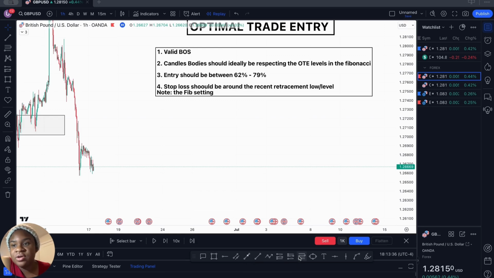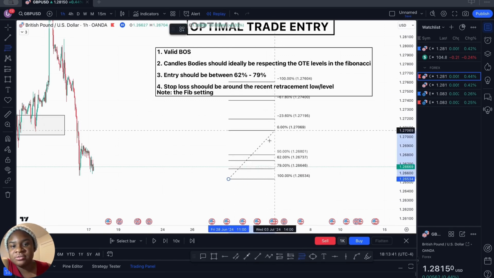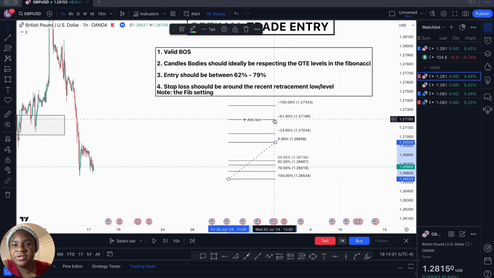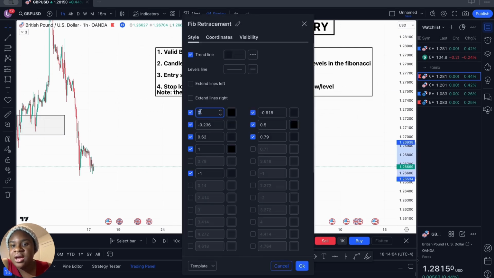Now, going to here, you can come in here, your left hand side, and find your Fibonacci. But for your Fibonacci, I'm not going to expand that so much. Take note of the point. Our optimal trade entry is 62%, and the range is between 62% and 79%, and our stop loss is usually below 100. Now, majority of the traders take this high point as the take profit. You can come to your settings here and pick this point, take note of it.